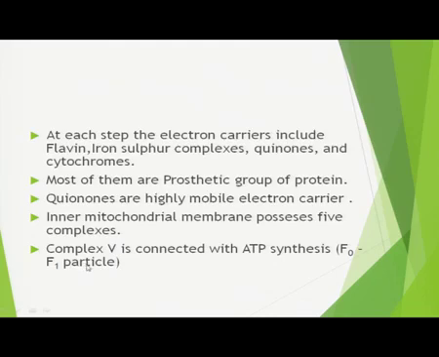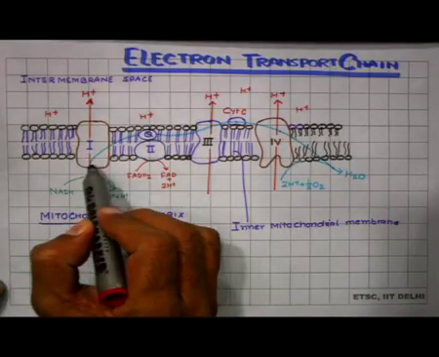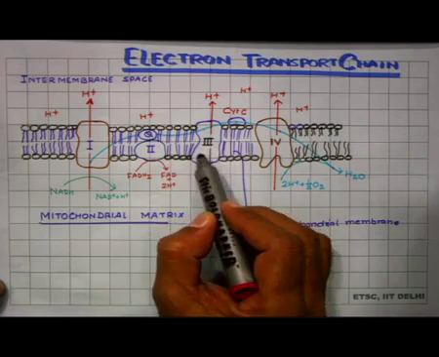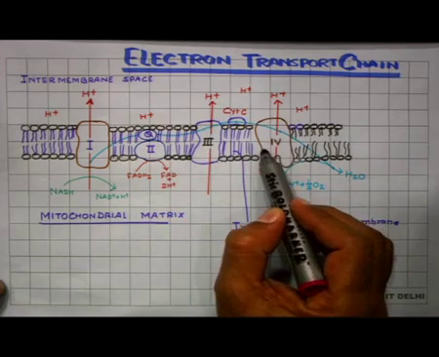You see here, these are the different types of complexes in the electron transport chain. Here is complex 1, here is complex 2, here is complex 3, and this one is complex 4.